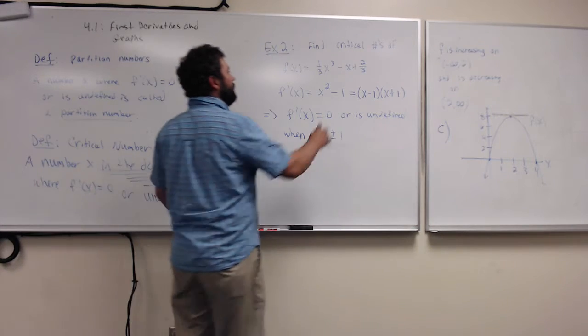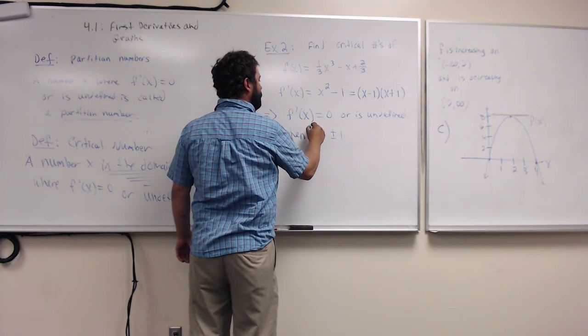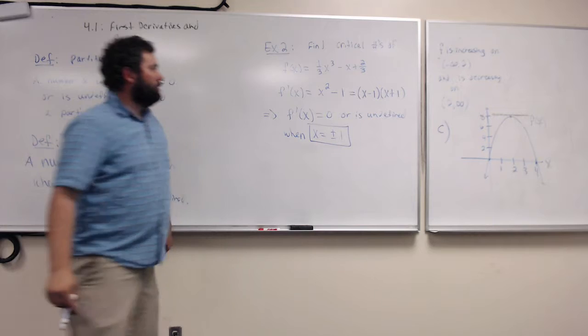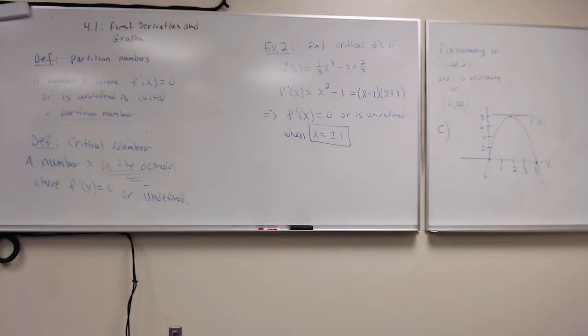And those are both in the domain of the original function, because the domain's all real numbers. So those are your critical numbers. In this case, those are the numbers where the derivative is 0, and they're in the domain. So those would be giving you where your horizontal tangent lines are. Those would be the cutoffs where the function changes from increasing to decreasing.